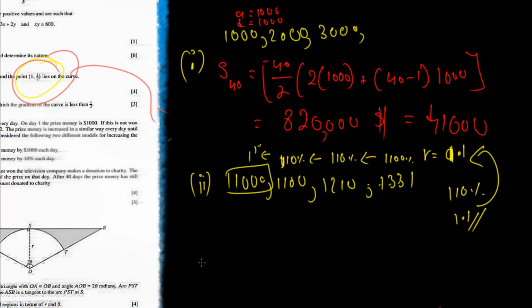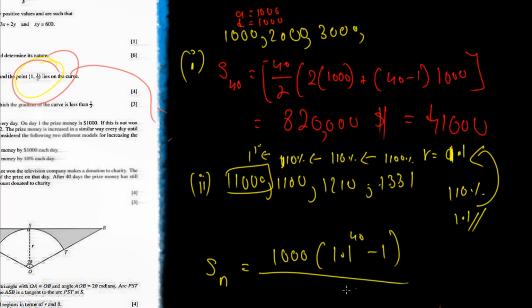Our value for A is 1000. So we'll put these into the summation equation for a geometric sequence. I hope you are aware of the summation equation of a geometric sequence; you can just Google it really. And this should give us our answer to be 22,100, and that's our final answer.